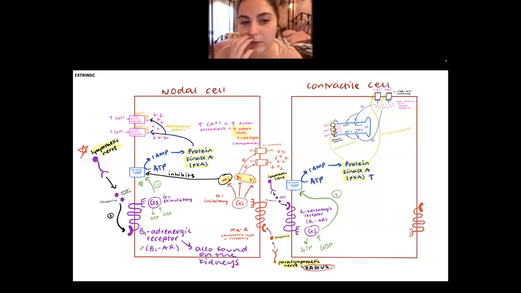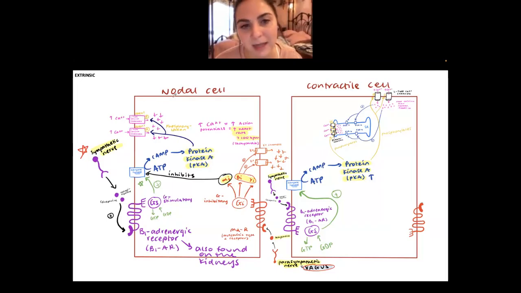We're going to talk about where else beta-1 receptors are found. They're also found in the juxtaglomerular apparatus in the kidneys. So epinephrine can bind to beta-1. It's coupled to a G-alpha-S, so we get a Gs stimulation. Adenylate cyclase is going to convert ATP to cyclic AMP. Now protein kinase A gets activated. Protein kinase A is going to activate those L-type channels on the nodal cells.